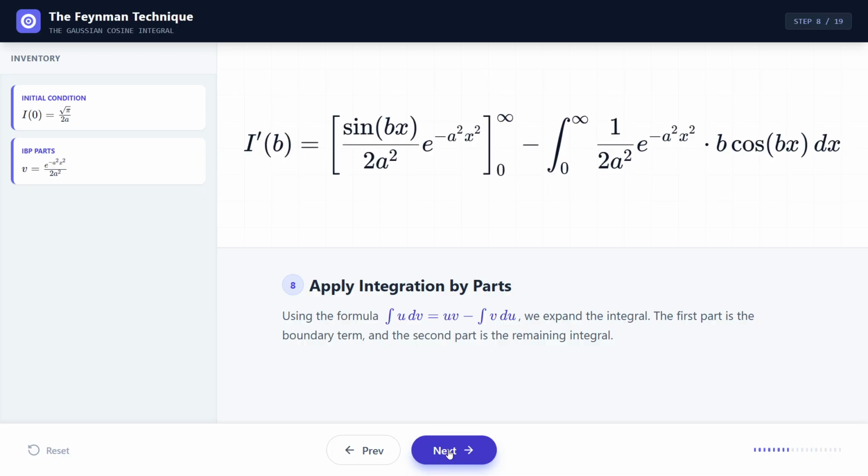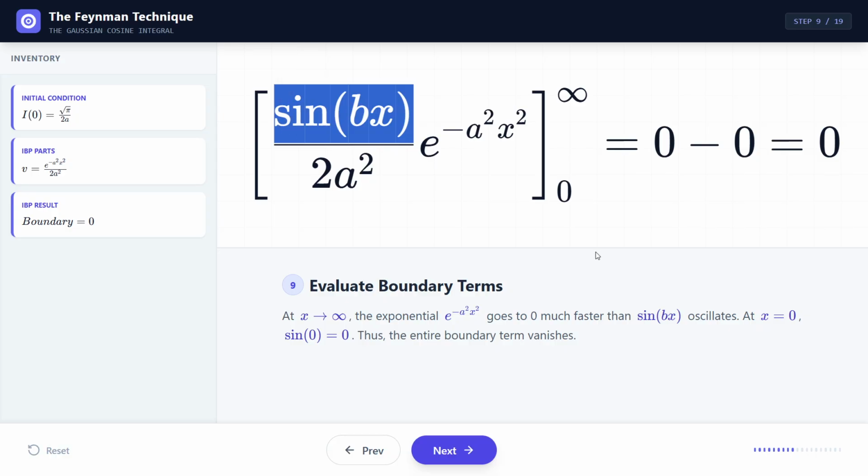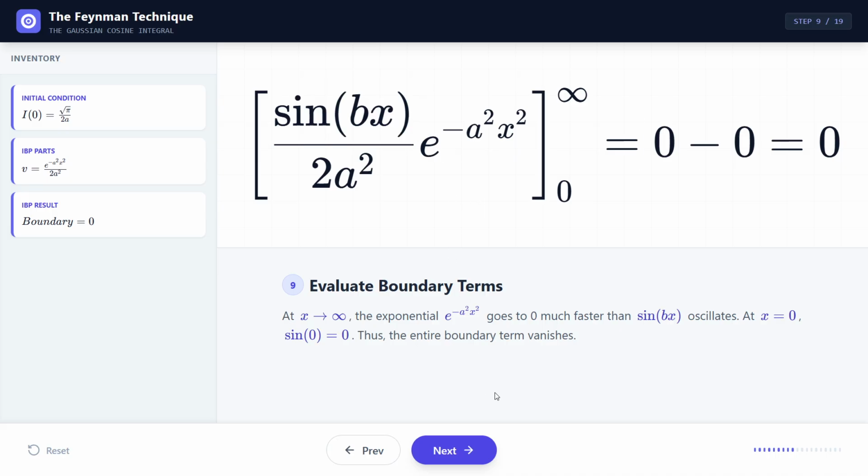Okay, so we plug that back into our integration by parts formula, and we have this term evaluated at some bounds, 0 and infinity, minus a new integral. Those bounds evaluate to 0, by the way. At infinity, this part is going to cause the thing to go to 0, and at 0, this is going to cause the thing to go to 0. Remember, we're letting x go to 0 and x go to infinity, not b.